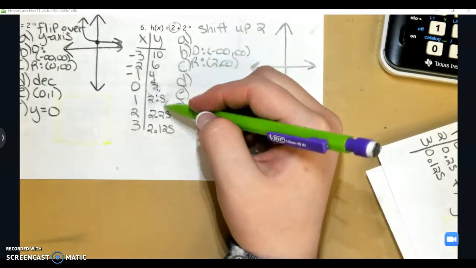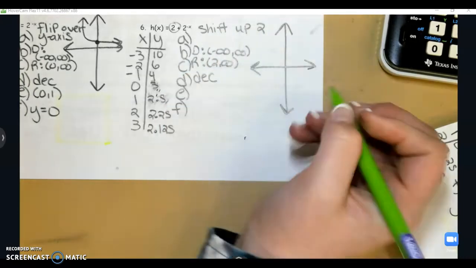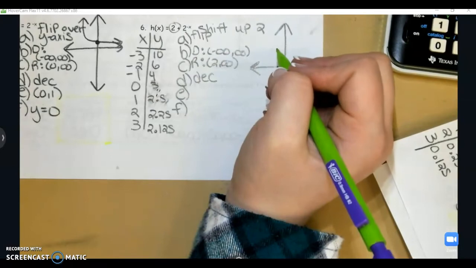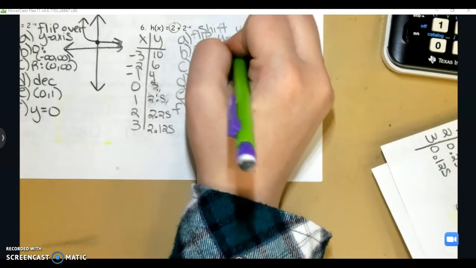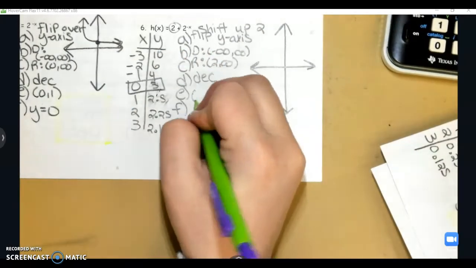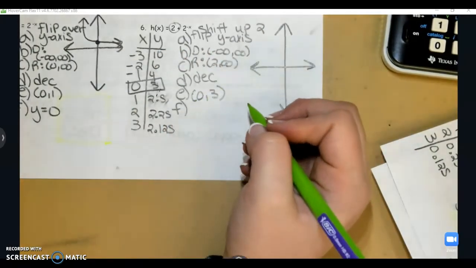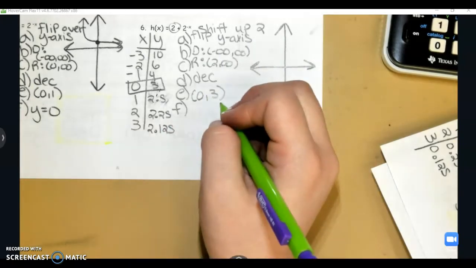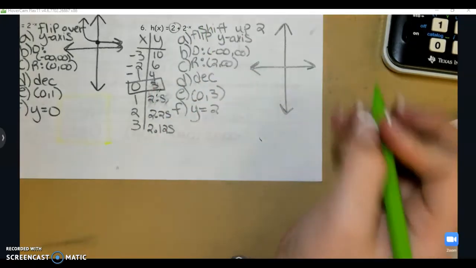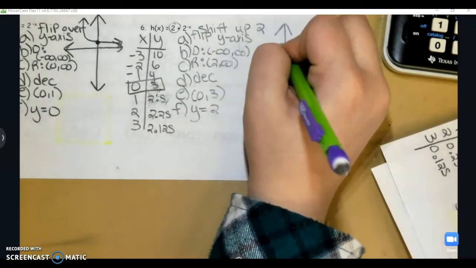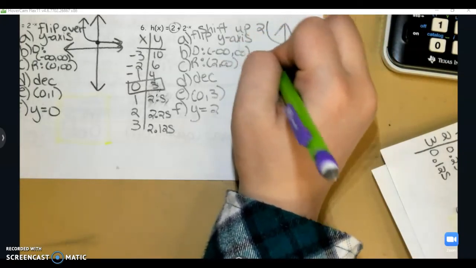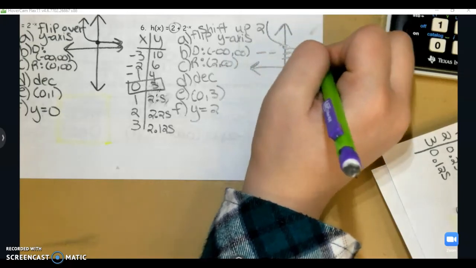Our y values are getting smaller, so this is decreasing, which should indicate that we flipped on the y-axis. And then our y-intercept is now at 0, 3 because of that shift up. And then our horizontal asymptote is going to be in reference to that shift, so it's going to be at y equals 2. So there's 1, 2, 3. Again, we're getting bigger, going smaller. And there's that horizontal asymptote for reference.